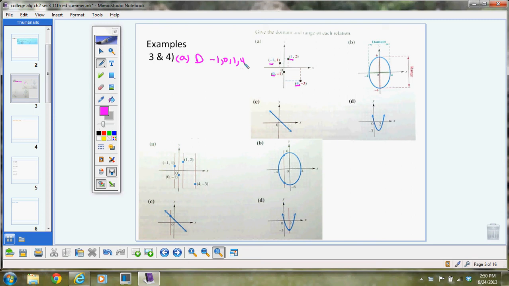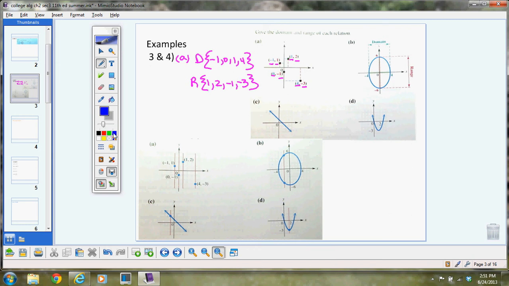They do typically use set brackets. When you look in the back of the book, they'll put it in a set bracket. Remember that range is your y's. So for my range, that's what's in red. It's going to be 1, 2, -1, -3. Order doesn't matter. You just need to make sure you have them all listed.